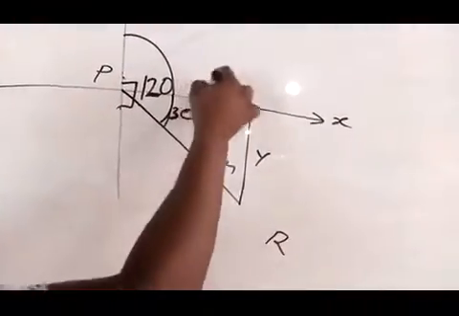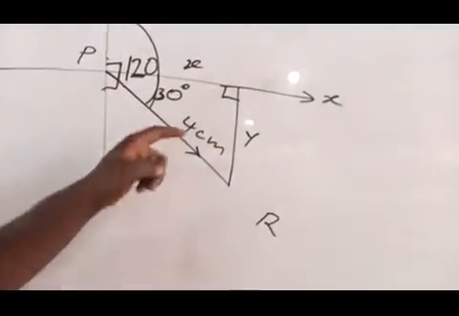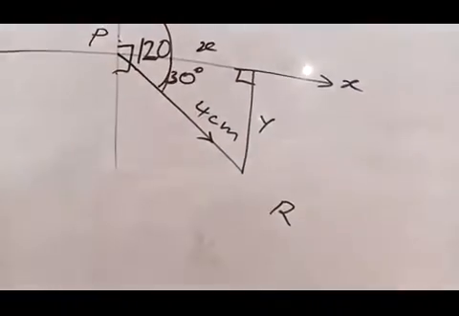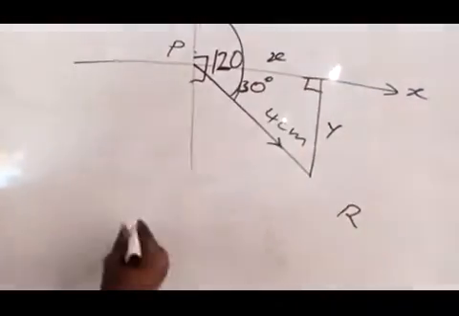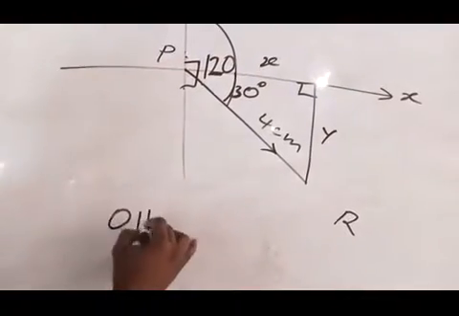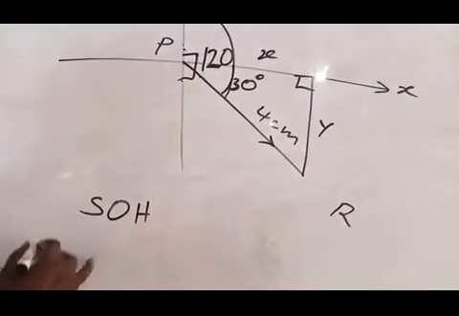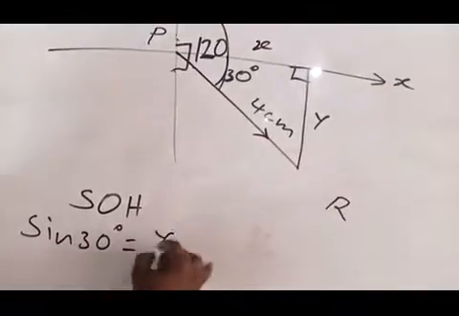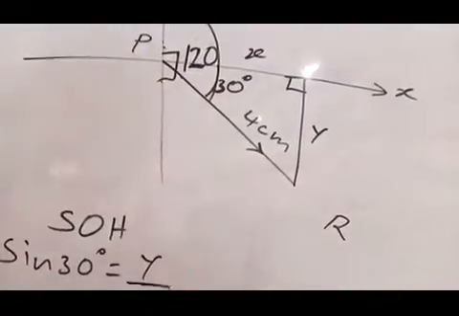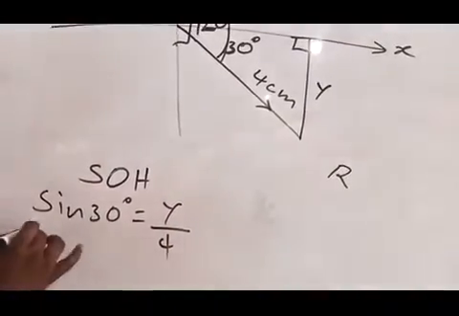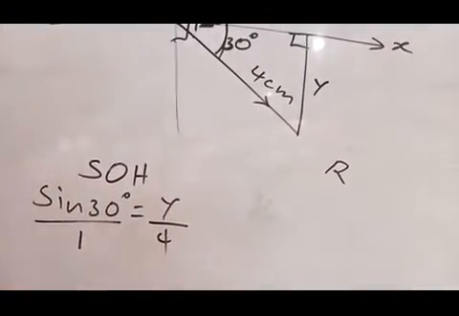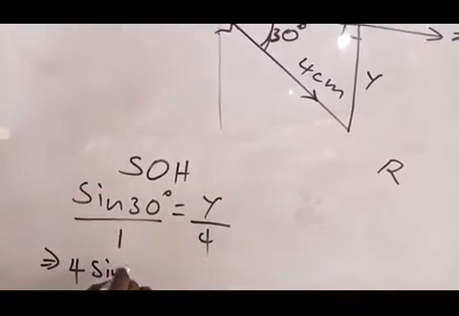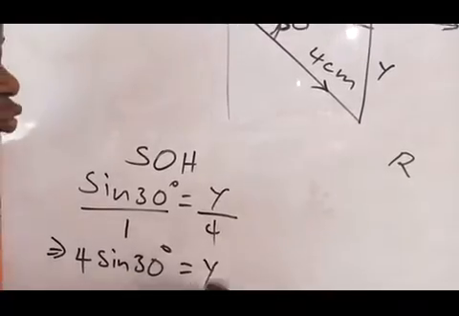If that is the case, then once again we can use a trig ratio to find the y as well as the x. So let's see which trig ratio we can use. This is our opposite and this is our hypotenuse. So we use sine 30 degrees equals opposite, which is y, over hypotenuse, which is 4 centimeters. We want y. Like I said earlier, this is over 1. When we cross multiply, it becomes 4 sine 30 degrees, and this is equal to y.